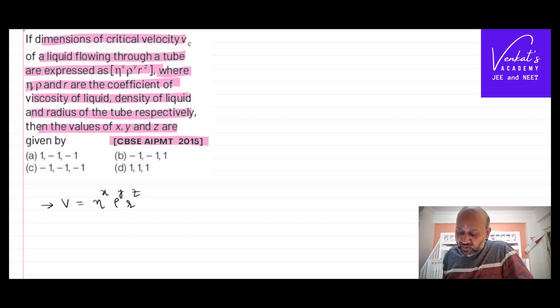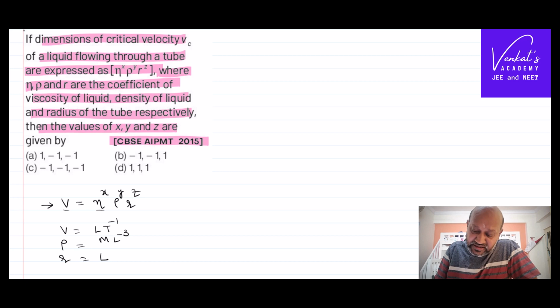So I shall know the dimensions of each of these physical quantities and I need to write them in this equation. I know velocity is rate of change of displacement, which has the dimensions of LT power minus 1. Density is defined as mass per unit volume, that is M by L cube, ML power minus 3. Radius is length itself. So finding the dimensions of all this is quite easy, but we need some understanding of viscosity to write the dimensions of the coefficient of viscosity.